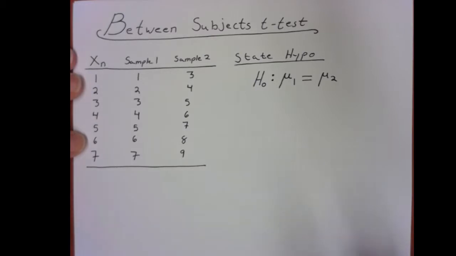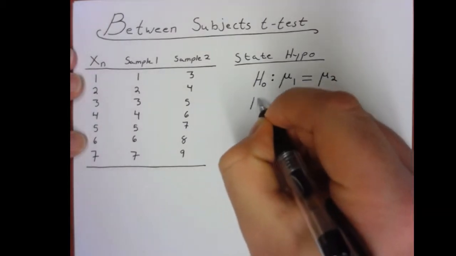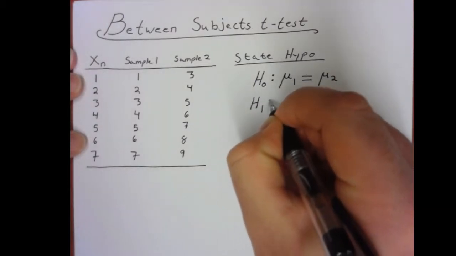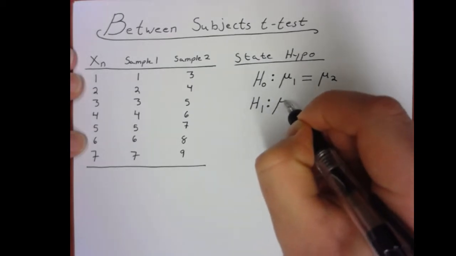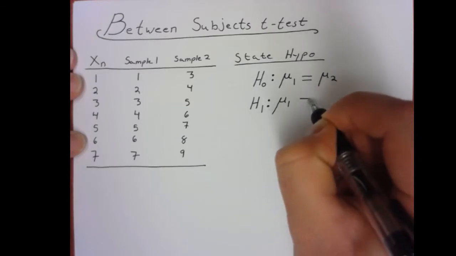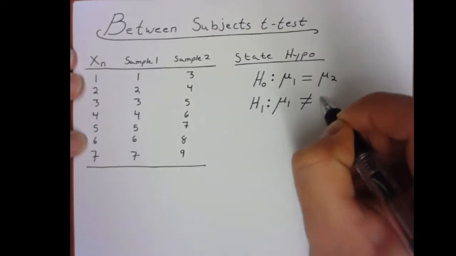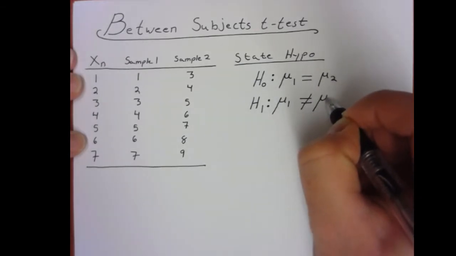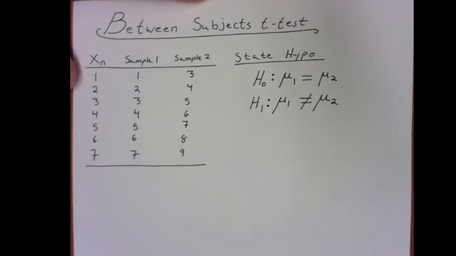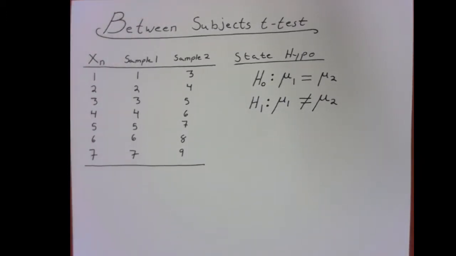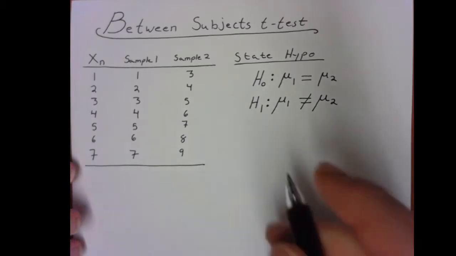The alternative, that is mutually exclusive and exhaustive, is that something is going on, and that sample 1 is coming from a population whose mean is not equal to the mean of the population that sample 2 is coming from. So we've got our statistical hypotheses all laid out. The next thing that we need to do then is set our rejection criteria.